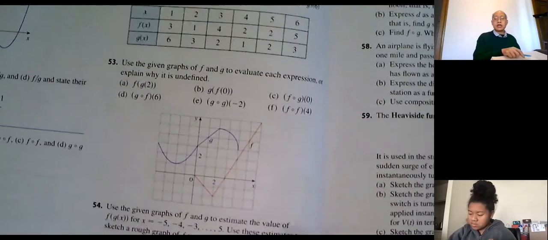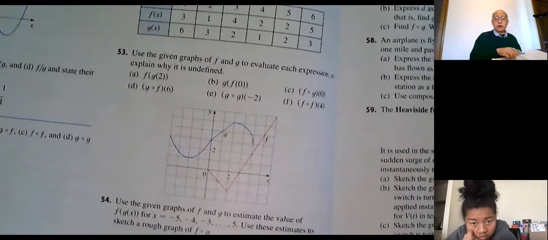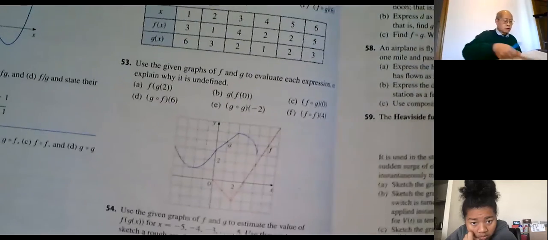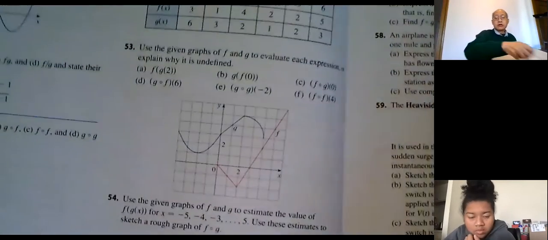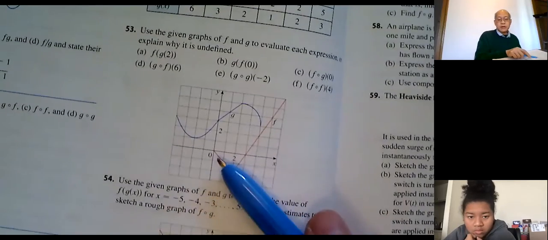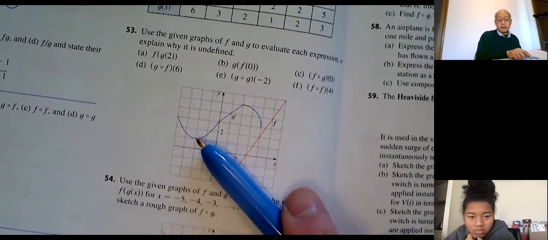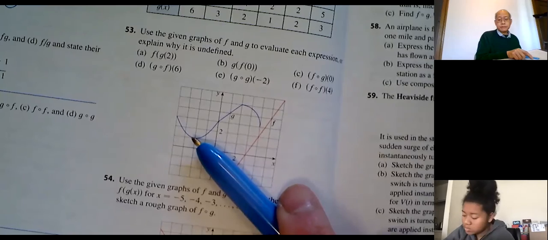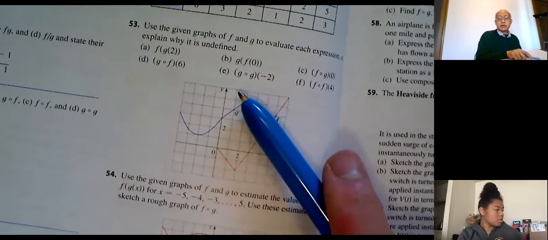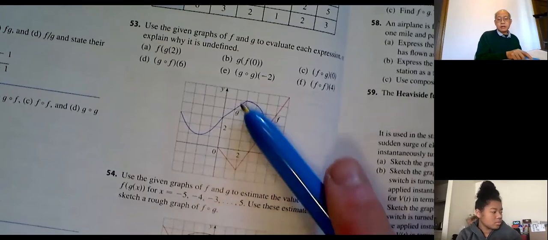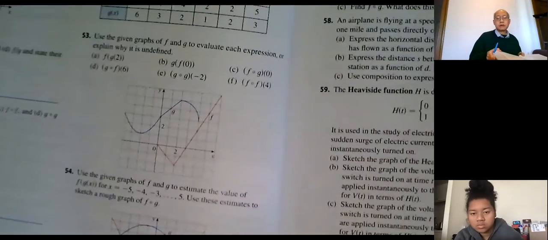Okay. And then G of G, F of F. G circle G of -2. So we completely forget about the red. Don't even look at the red graph, right? Because we're doing G and then G again. So G of -2 is here. So that's 1. Right? And now I apply G to 1. So X is 1, Y is up here. So the answer is 4.